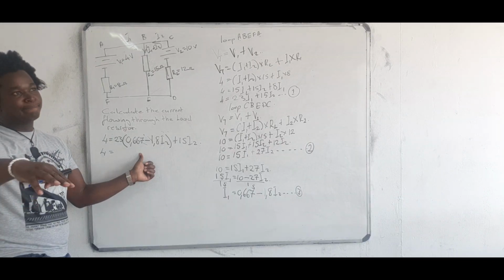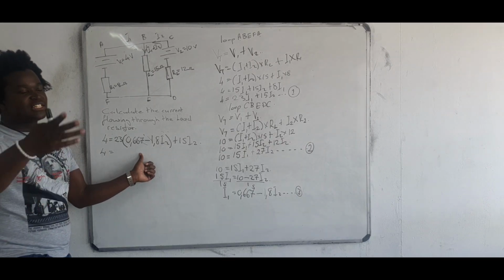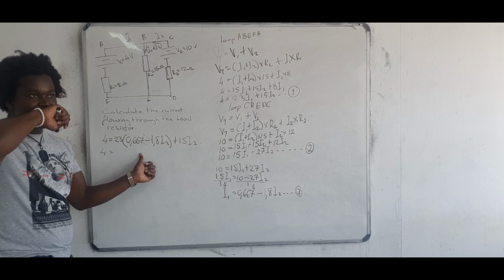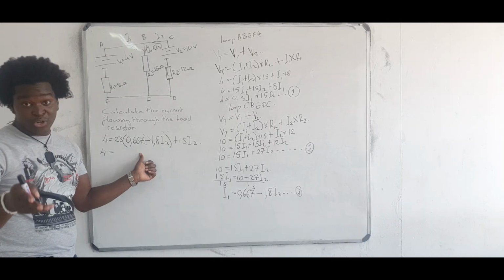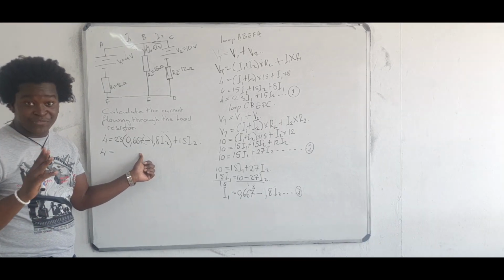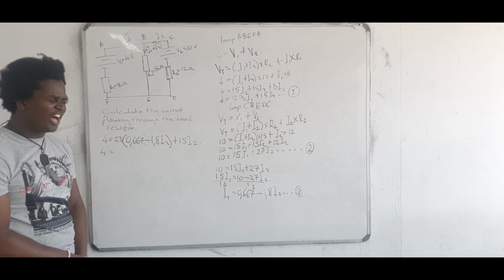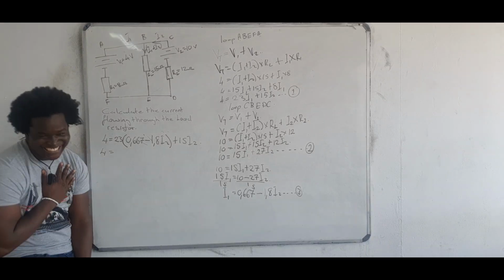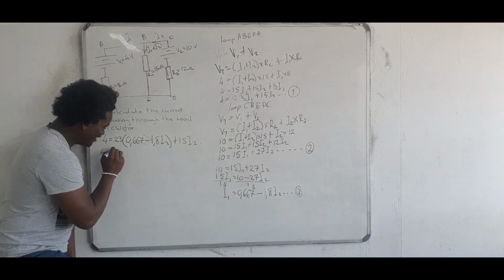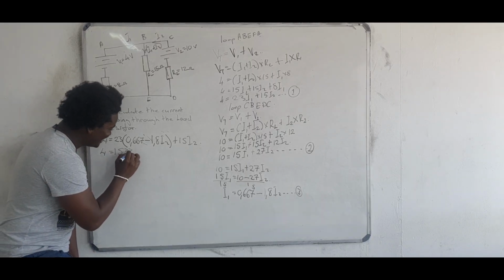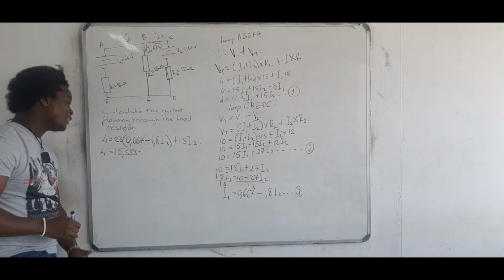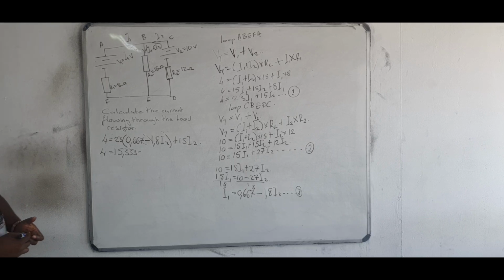46 divided by 3, I am getting... I know the answer. The answer is 15, right? Point 3333. Oh man, I'm awesome. 15.333, right? Minus, and then 1.8 multiplied by 23.